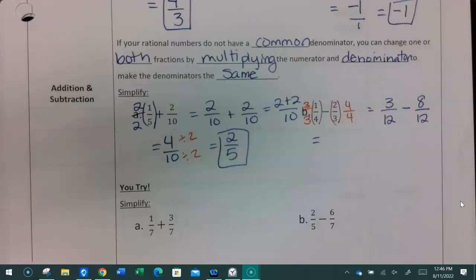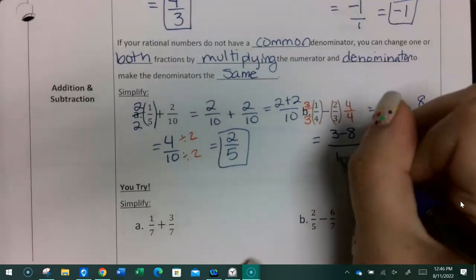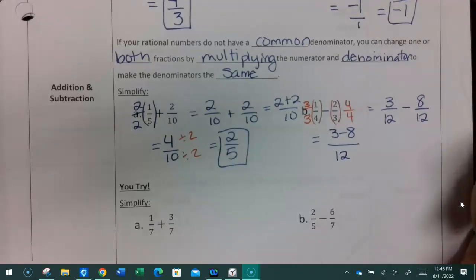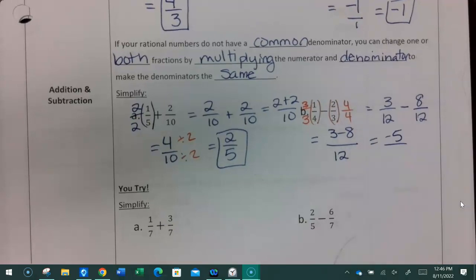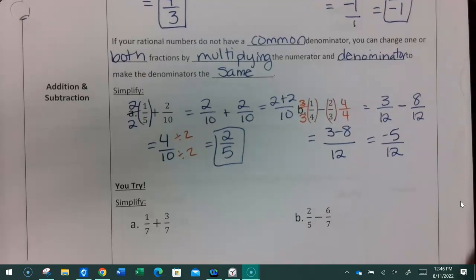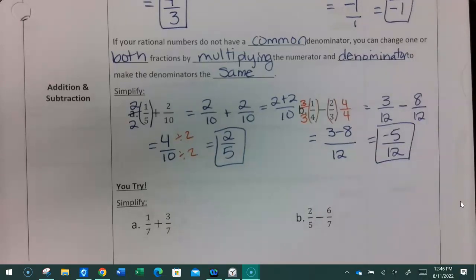Okay, so then I want to, guys, I want to take my numerator and write 3 minus 8, and then on my denominator that's going to say 12. Then what is 3 minus 8? And my denominator is, can I simplify this anymore? No. So, I'm going to get that as my final answer.